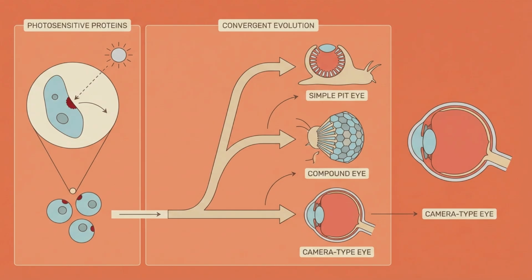Evidence suggests it happened not once but multiple times across different lineages, which says something profound. The pressure to see was so constant, so unrelenting, that evolution kept arriving at similar solutions independently. The human eye is not a miracle. It is a convergent answer to an ancient question. Now let us go inside.